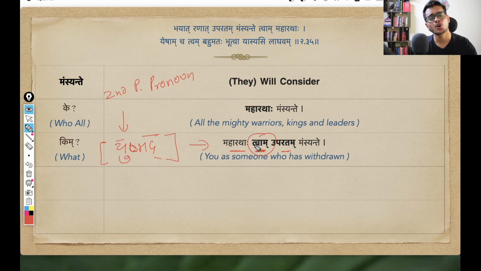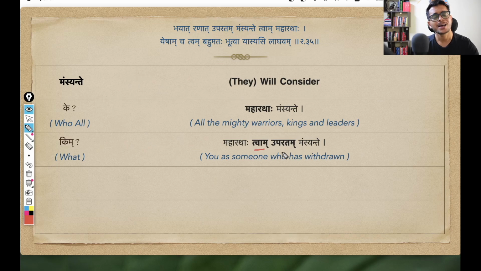Because this is like the object, the karma of this Kriya. Okay, and now all these mighty warriors will consider you as what? So Krishna is saying that all these mighty warriors will consider you as Uparatam. They will consider you as someone who has withdrawn. Uparatam is someone who has withdrawn, someone who has turned their back.